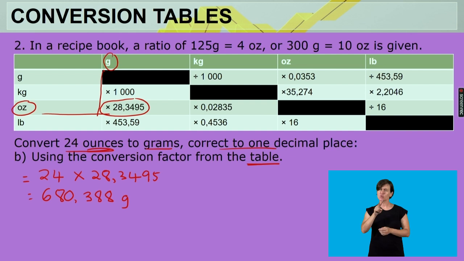But now note, in our previous question, no rounding off was needed. Here, I can round off now, and it must be correct to 1 decimal place. So therefore, round it off to 1 decimal place. I look at the second digit after the decimal, so that becomes 680.4 grams. Guys, are we all clear on that one? All right, let's move on.